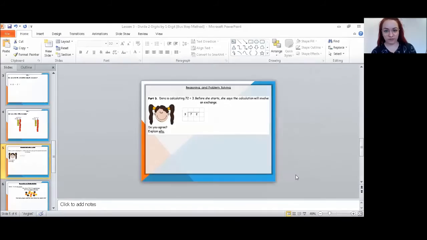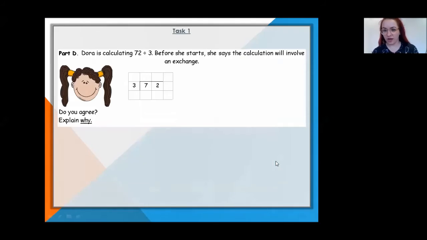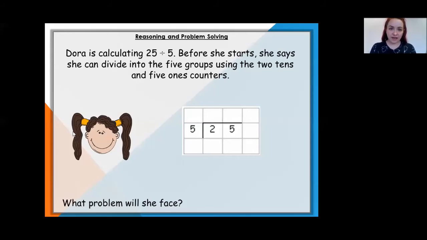Okay, so I'm just going to really quickly have a look at the second part of the lesson, which is our reasoning and problem solving. I'm just going to talk you through it instead of modelling it. It says Dora is calculating 25 divided by 5. Before she starts, she says she can divide into the 5 groups using the 2 10s and 5 1s counters. It says, what problem will she face?